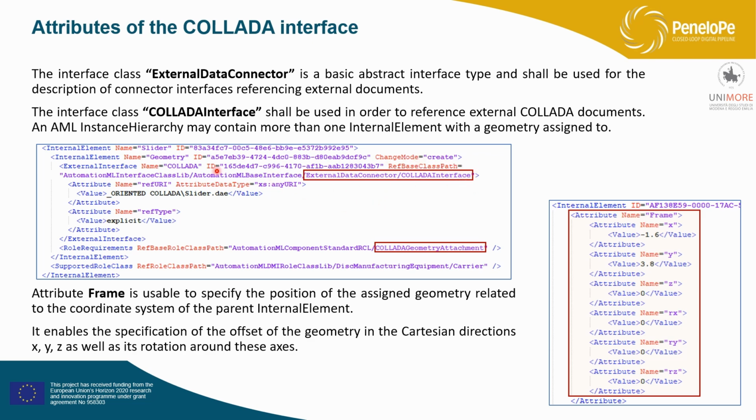And then inside this external interface, we may find some attributes. We will see them in a while, containing, for instance, the URI, the path of the file which is referenced, and other information. And as an additional specification of the semantics, we add to this internal element named geometry a certain role requirement, which is to be a Collada geometry attachment, which is additional information providing the fact that the node is a link to a certain geometry.